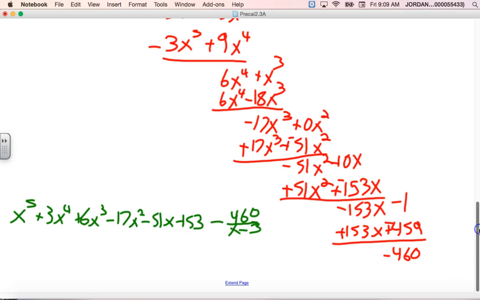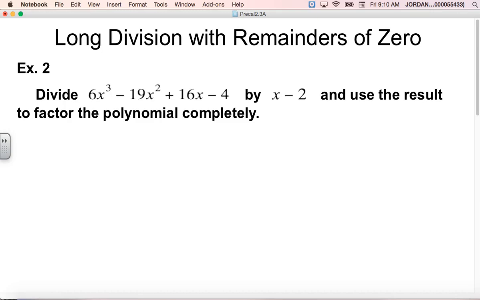But right down here, your remainder should be negative 460. So then your expression would be the quotient that I had above the divide bar, but you got to subtract 460, the remainder, over the divisor x minus 3. So that would be your answer. All right, so let's go on and look at doing long division, but where there's no remainder.